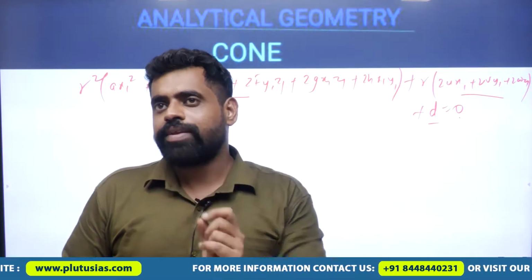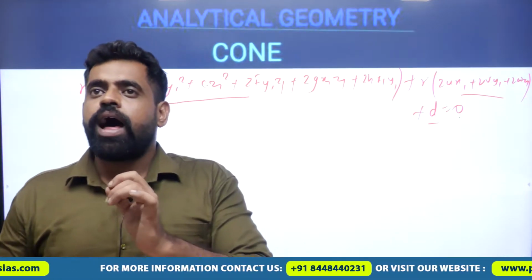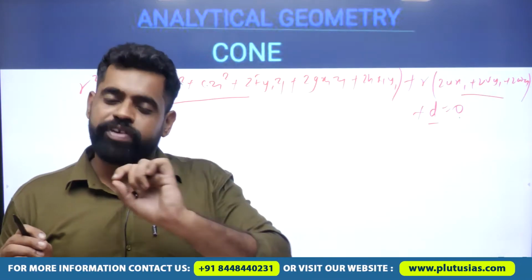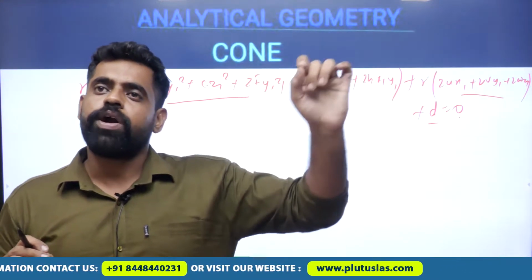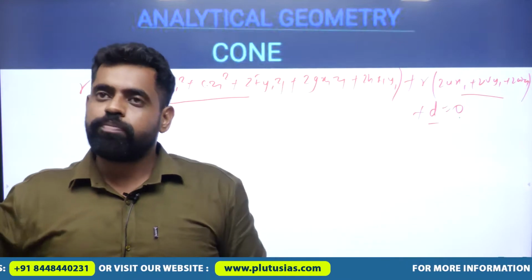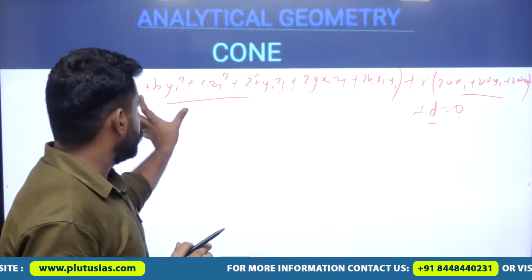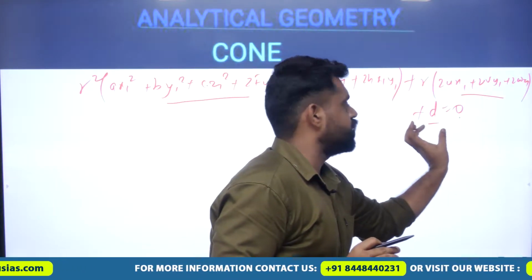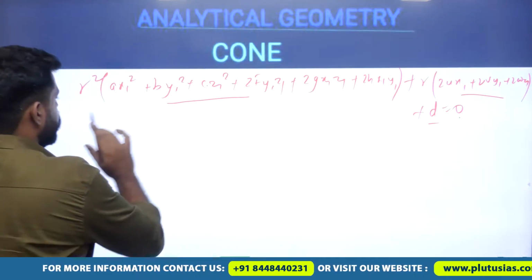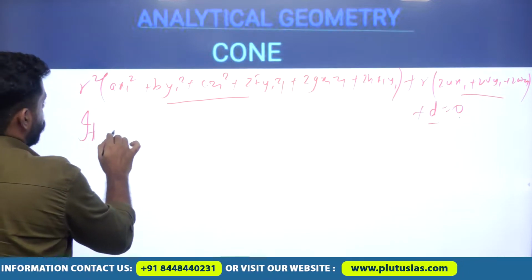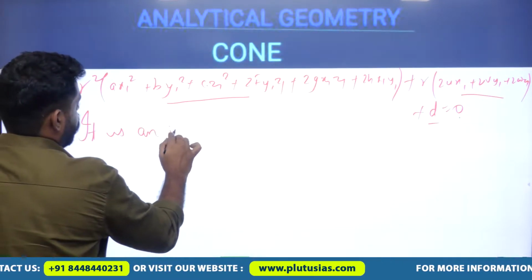Because r is nothing but the parameter for every point; if we change the value of r, we get every point on the line. So it must be satisfied for every value of r, and this is only possible if this is equal to 0, this is equal to 0, and this is equal to 0. It is an identity.